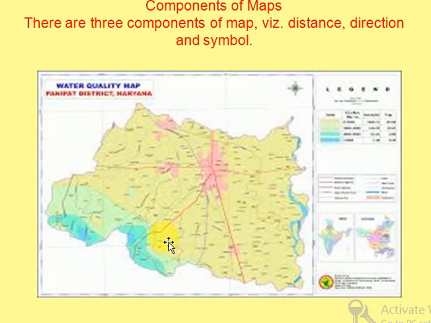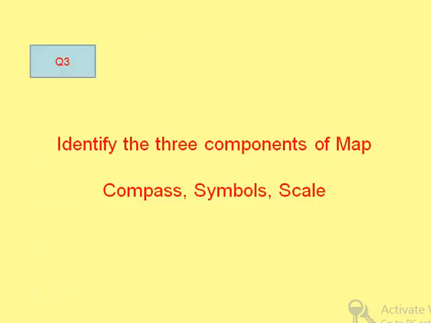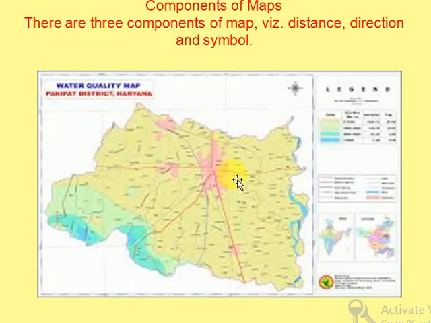So you have learnt more on this. You know the importance of the title, distance, directions and the symbols which are used. Without these, a map doesn't have any value. So identify the three components of the map. In the previous map, you have to identify the three components. Yes, you can do it easily now. You understand what the three components, the three essential features of a map, are.